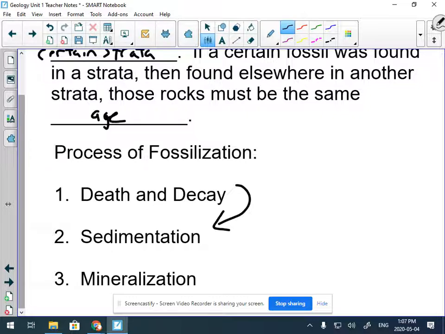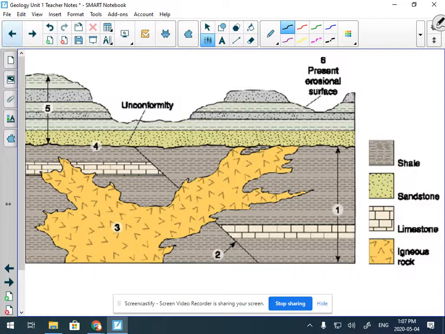Now, on top of that, it has to be crushed by different layers of sediment and turn that once organic tissue into a rock. Because fossils are rocks. They're no longer anything living. All of the living stuff inside it is now a rock.